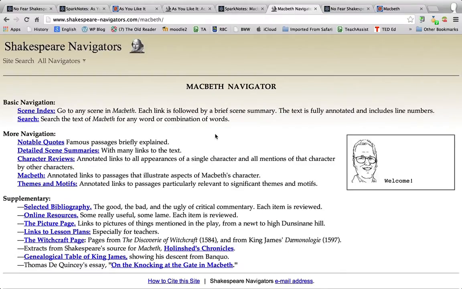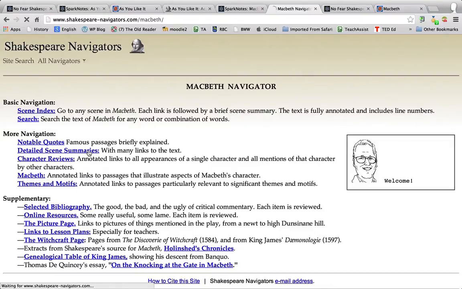Another good website I go to is Shakespeare Navigator. What's really good about this one is it has detailed scene summaries and character reviews. There are some annotated links, and it talks about some major themes. So you can get a lot of really good info here.